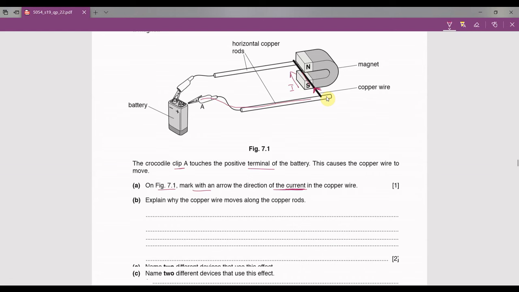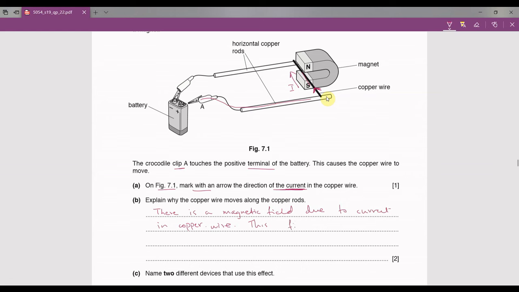And because there is a current in the wire, it's going to create its own magnetic field around the wire. That magnetic field is going to interact with the magnetic field of the permanent magnet which is around the wire, and because of that a force will be applied on the copper wire. So you're going to say there is a magnetic field due to current in copper wire. That's the first part of your answer.